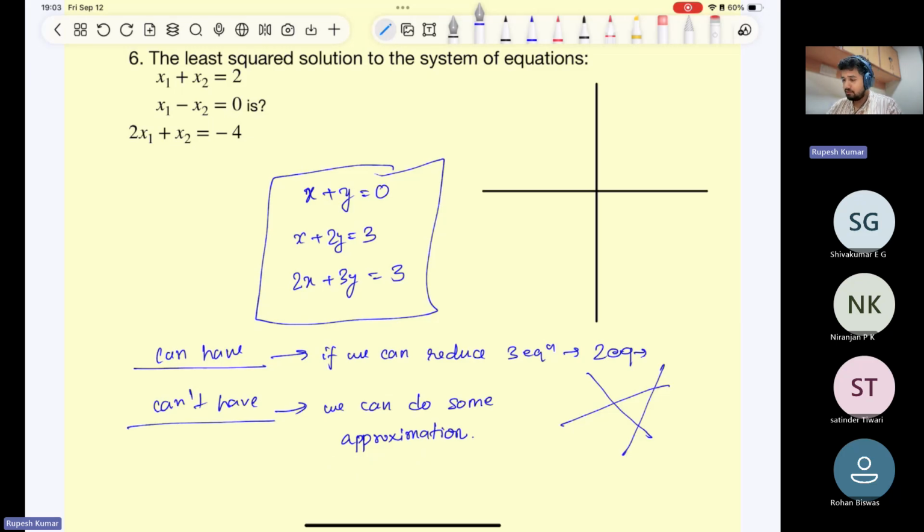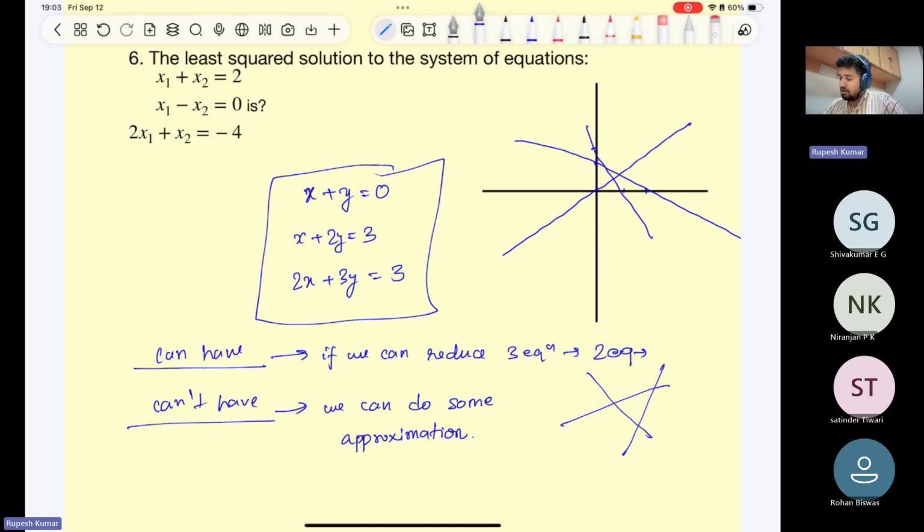Let's try to see this. Let me draw it. So this is a line, and then x plus 2y equals 3. We'll put y equals 0, you get 3 here. Put x equals 0, y becomes 3 by 2 here. So this line goes like this. And the second line goes like this: let's put y equals 0, x is 3 by 2, something here; x equals 0, y is 1, something here.